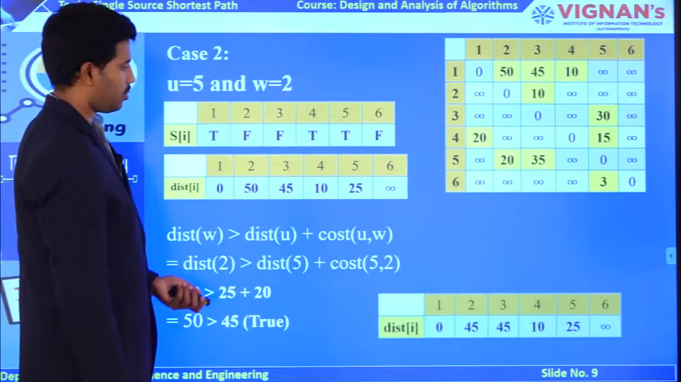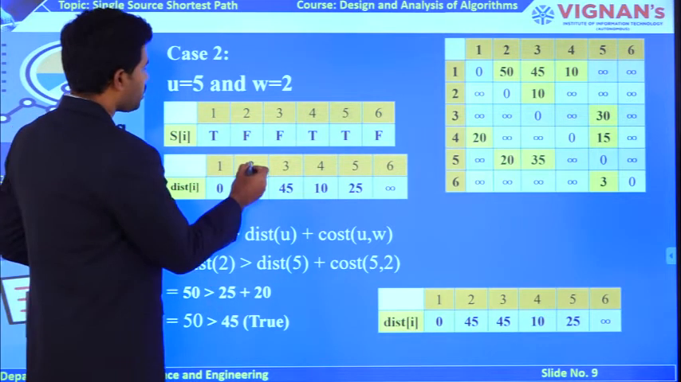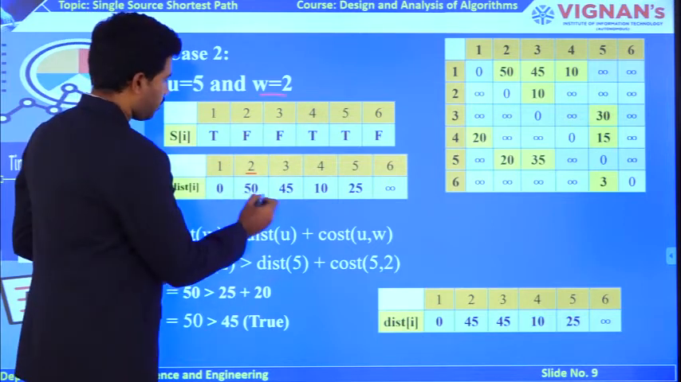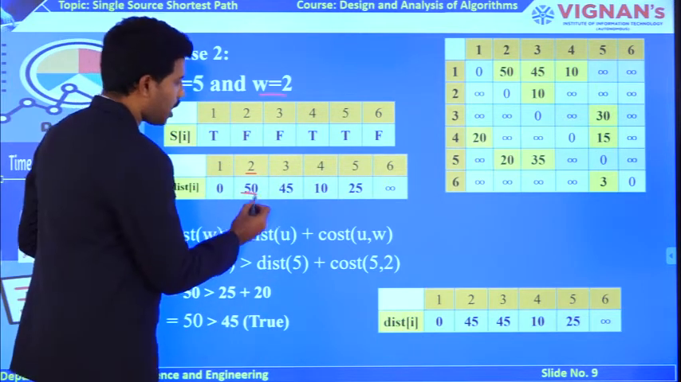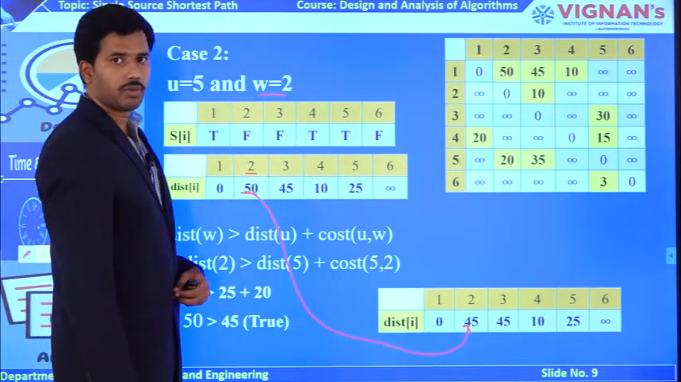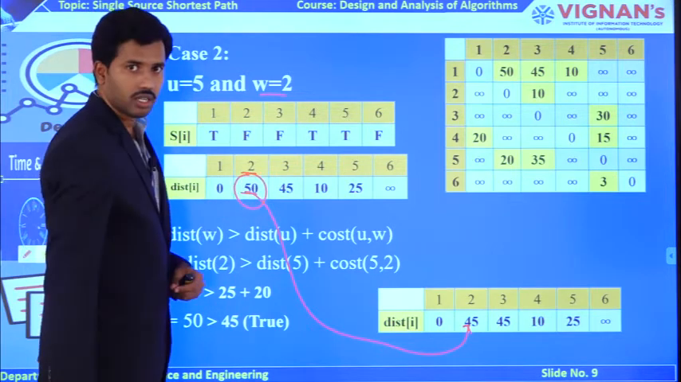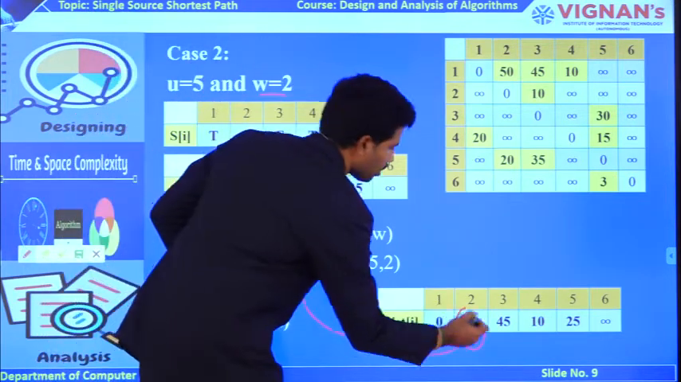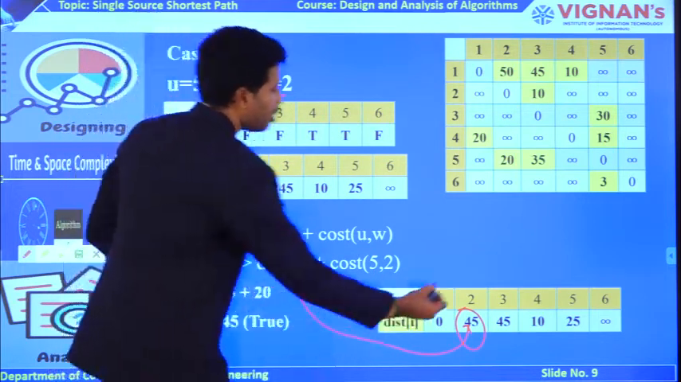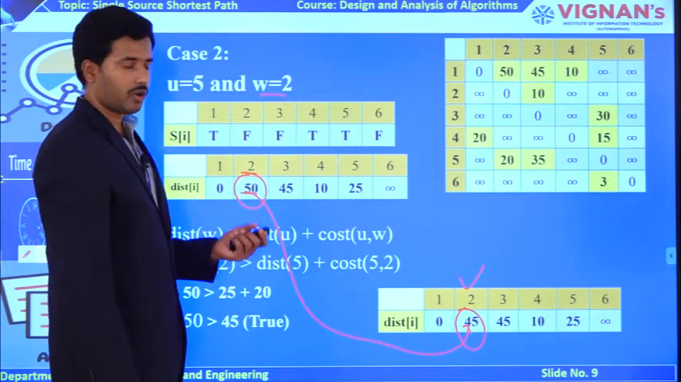If you observe very carefully, previously the distance of 2, that is W, is 50. With this mathematical calculation, I get a minimum cost compared to the previous cost. The direct connection is producing 50, the intermediate connection is producing 45. That's why I am updating by comparing 50 and 45. I am updating my distance of 2 with the intermediate connection cost only.